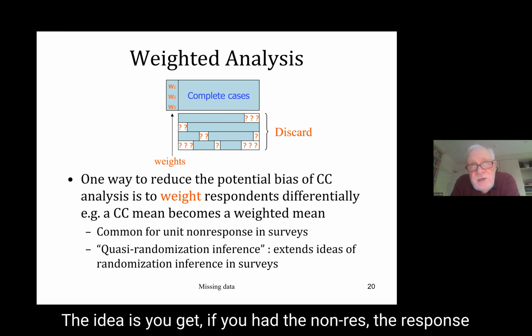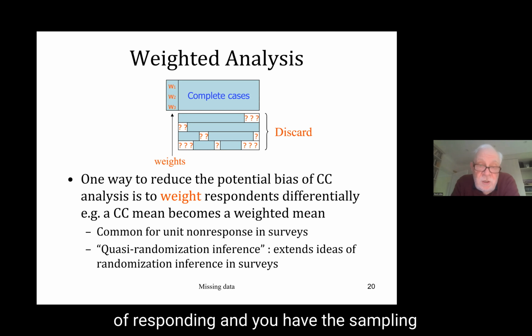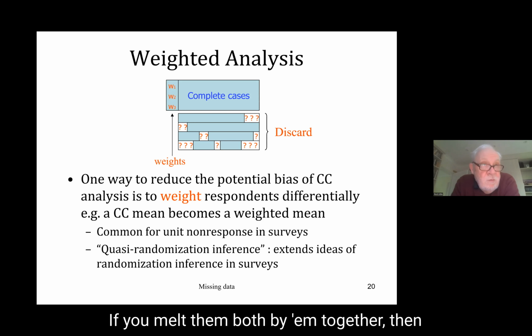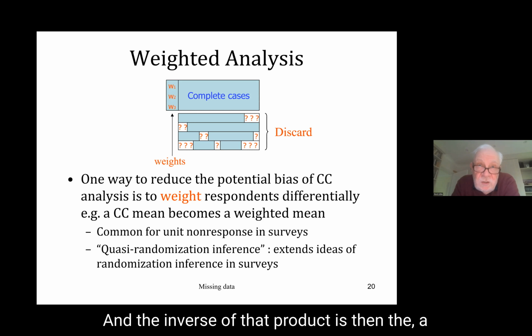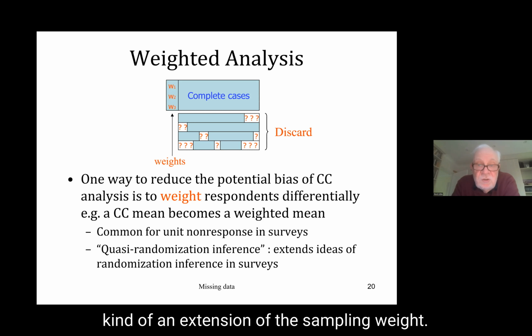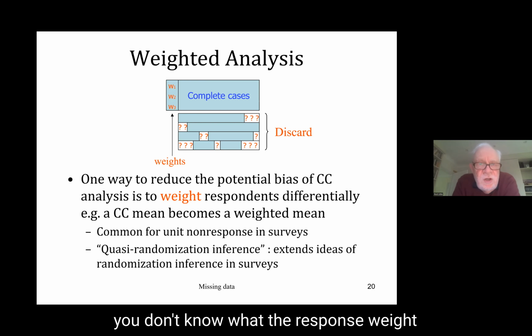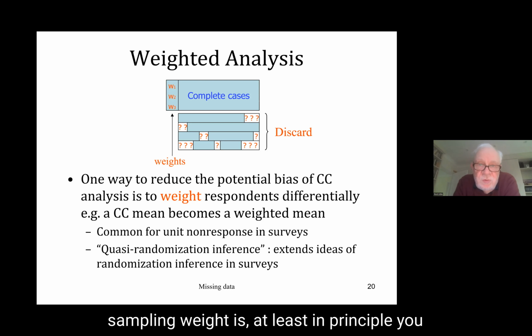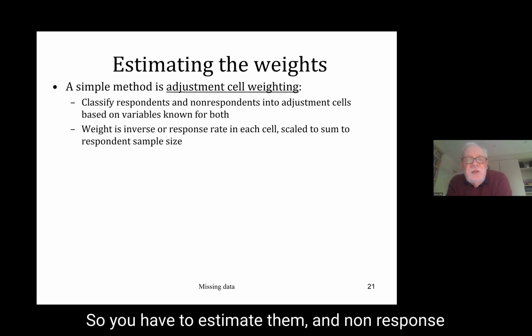So the idea is if you have an estimate of the response weight, the probability of responding, and you have the sampling weight, which is the probability of being sampled, and you multiply them together, then you have an estimate of the probability of being sampled and responding. The inverse of that product is then a kind of extension of the sampling weight. The thing that's different is that in non-response, you don't know what the response weight is, whereas in sampling, you know what the sampling weight is, at least in principle, unless the survey sampler doesn't tell you. So you have to estimate them.